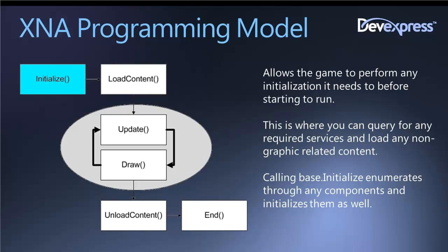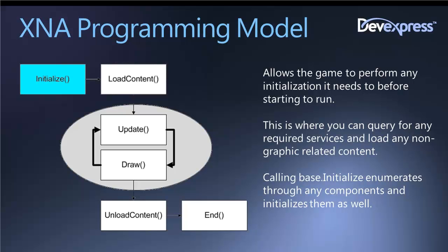So to get started, I've got a diagram here on the screen, and we're going to talk a little bit about the initialize method. So when your game first spins up, the initialize method is going to get called, and this allows your game to do anything that it needs to do before the game actually starts running and the players are able to interact with it.